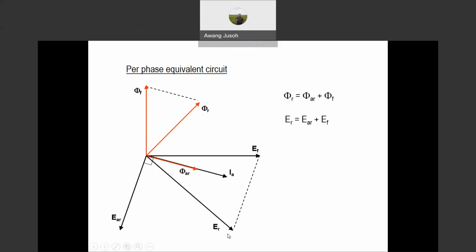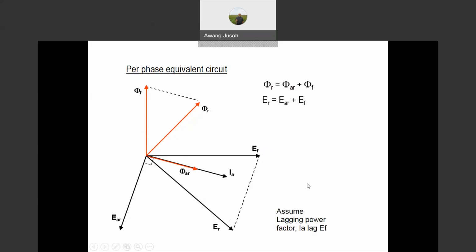So you must know the difference between them. F stands for the excitation voltage. A stands for the armature current. ER stands for armature reaction. R stands for the resultant flux. And EAR stands for the voltage due to the armature reaction. And ER is the resultant voltage due to the combination of EF plus EAR. This is the first thing that you need to know about the per phase equivalent circuit in the synchronous machine.